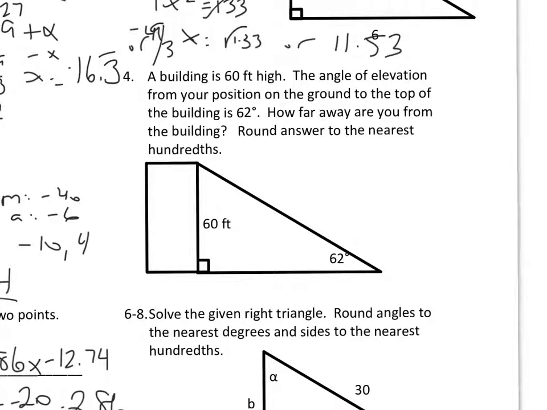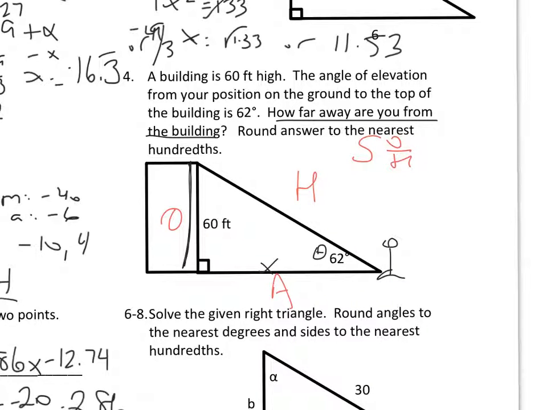The angle of elevation from your position on the ground is 62 degrees. We know it's a right angle because it's a building. How far away are you from the building? Well, here's my building. Here am I. The distance between would be down here, so I need to solve for a missing side length. This is my theta, the angle given to us. So label your opposite, your adjacent, and your hypotenuse.